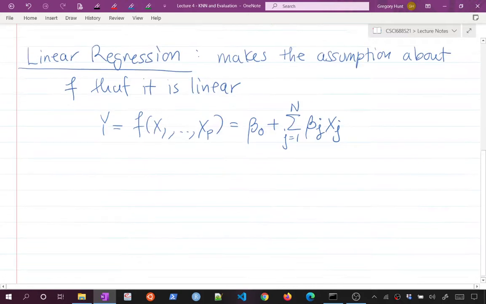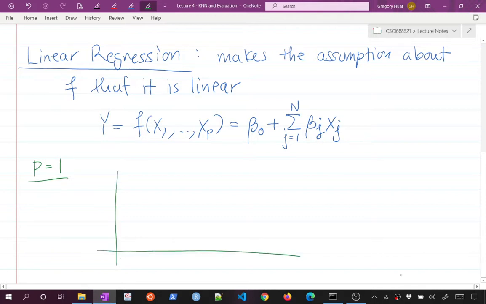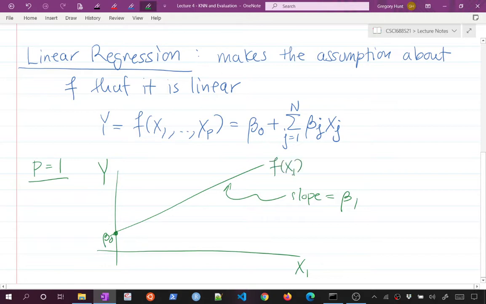If we just had one x, so if p were equal to 1, we can obviously draw this relationship. And so my intercept would be beta naught, and I would have some linear relationship, that's supposed to be a line here. The slope of this is going to be whatever beta 1 is. So if this were x1 and we're plotting y against x1, this would be f of x1, right?